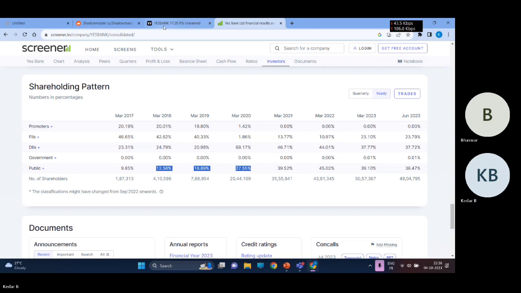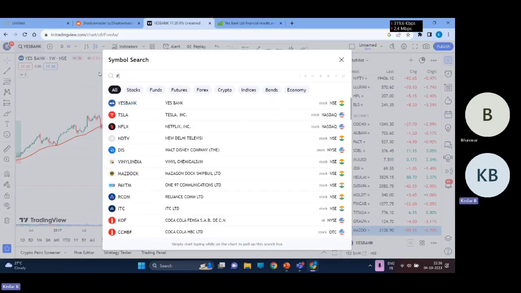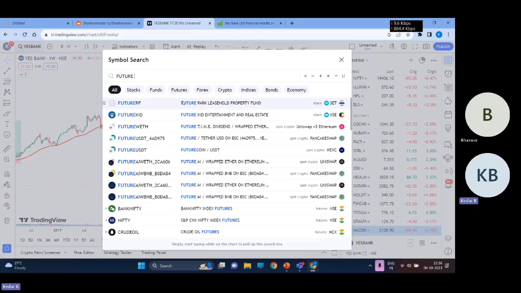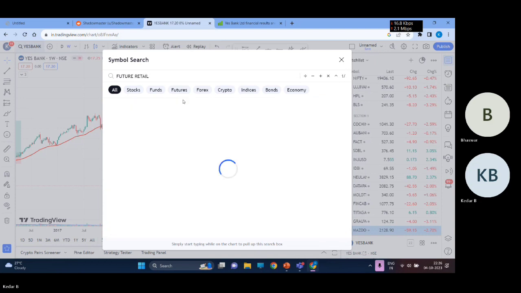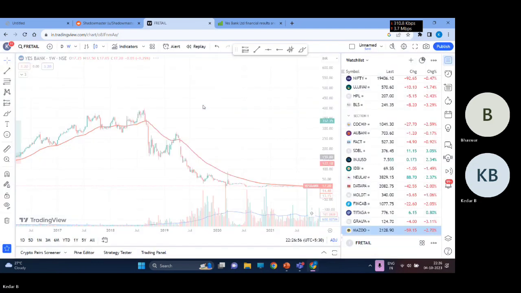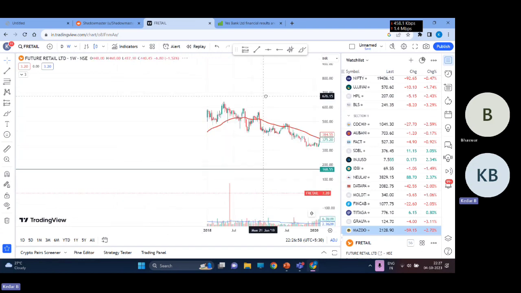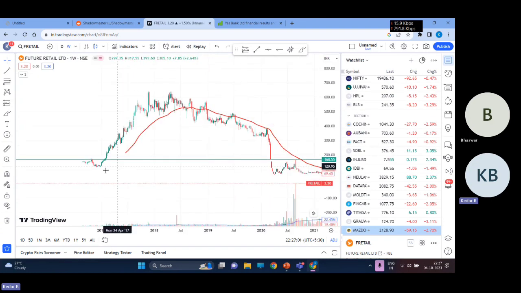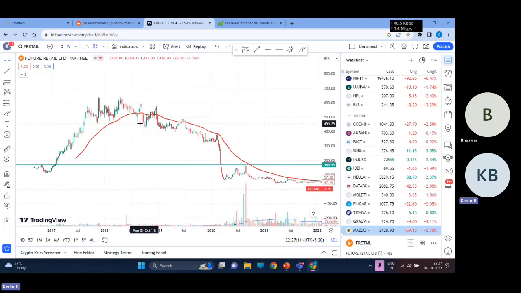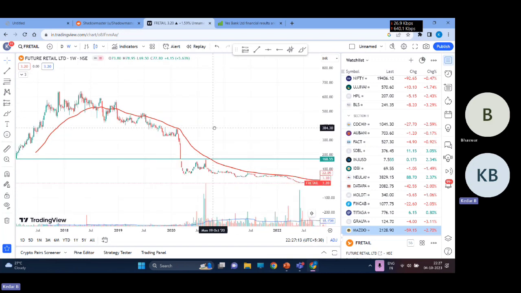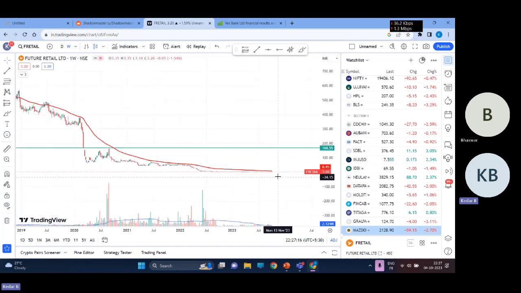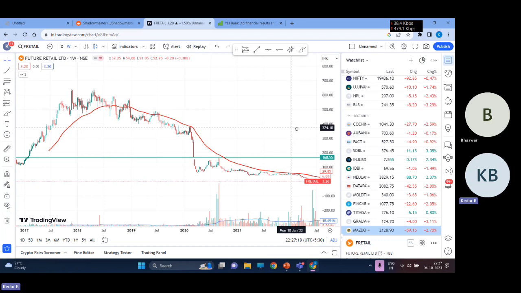I'll show you one more example. Future Retail, बिग बाजार का जो है. So the stock gave an IPO based breakout. I'll teach you this. You can easily trade such stocks. IPO based breakout, and it gave a humongous move, and after which what happened? It started going down, and literally it's in pennies right now. पेनीज़ पे है ये stock.